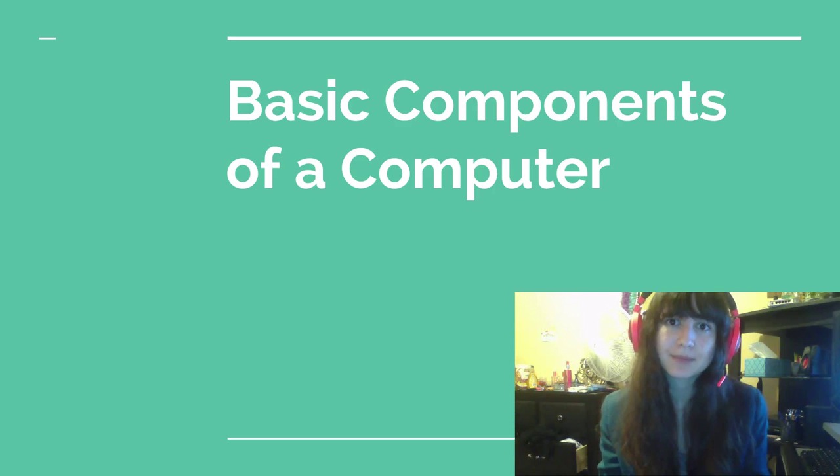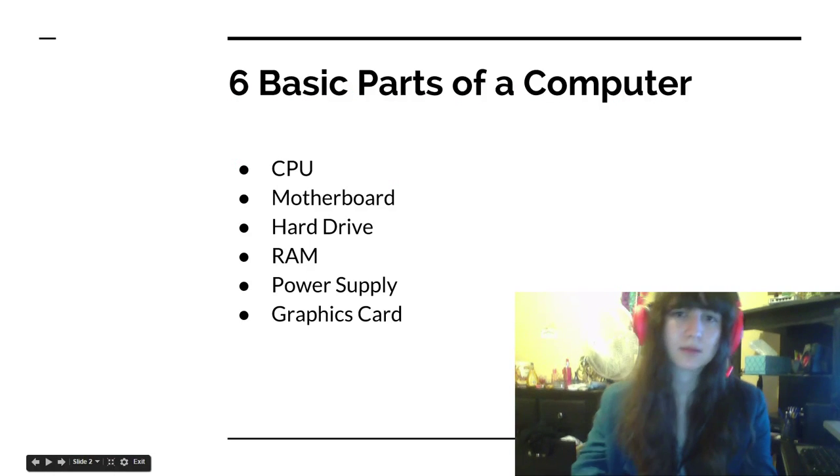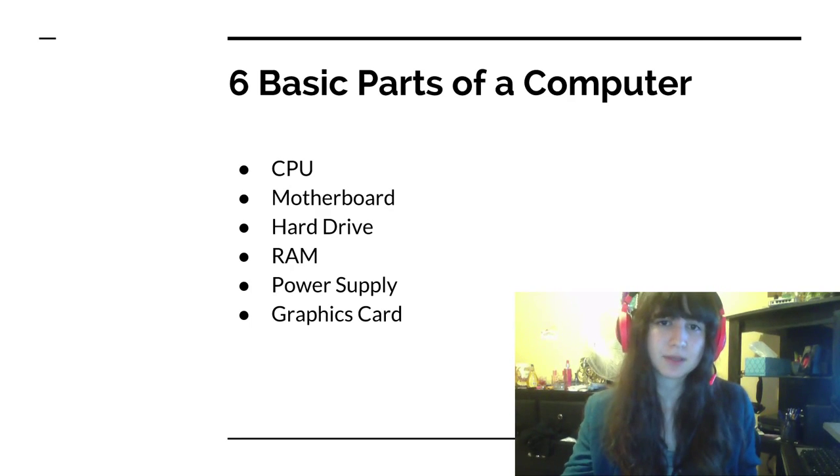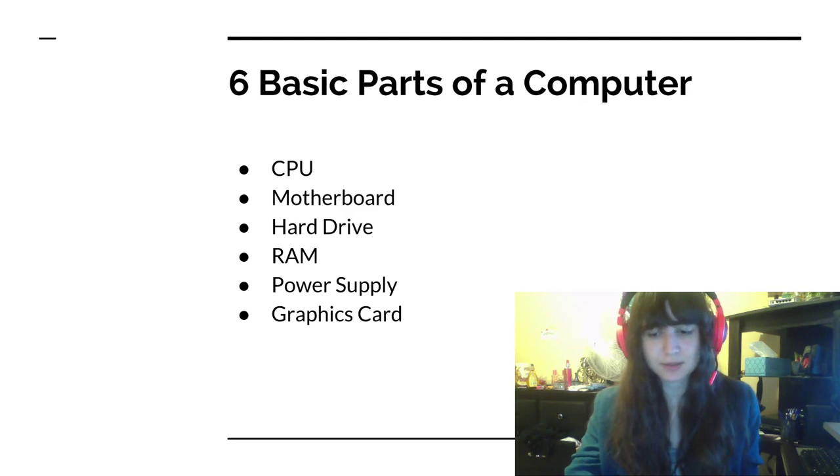Today, I'm going to give you a brief introduction to different parts of a computer and how they work together. There are 6 major parts to a PC: the CPU, motherboard, hard drive, RAM, power supply, and graphics card. Every modern PC has each of these basic parts.